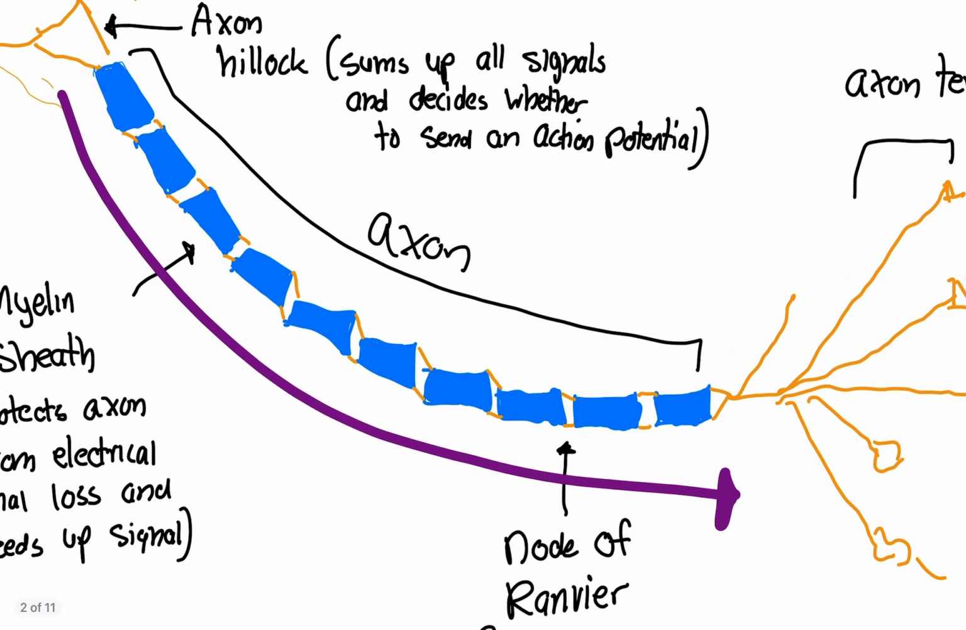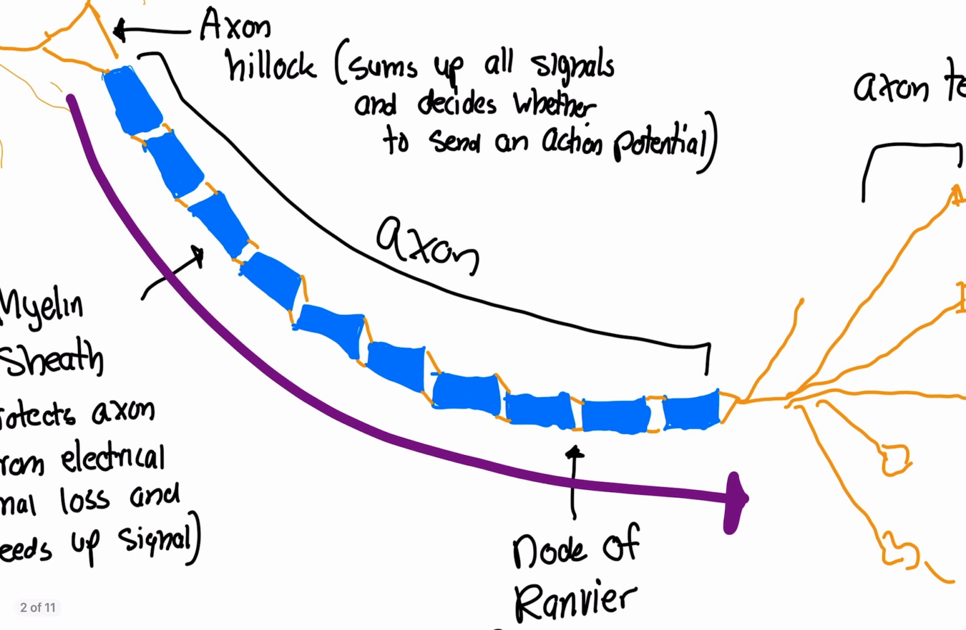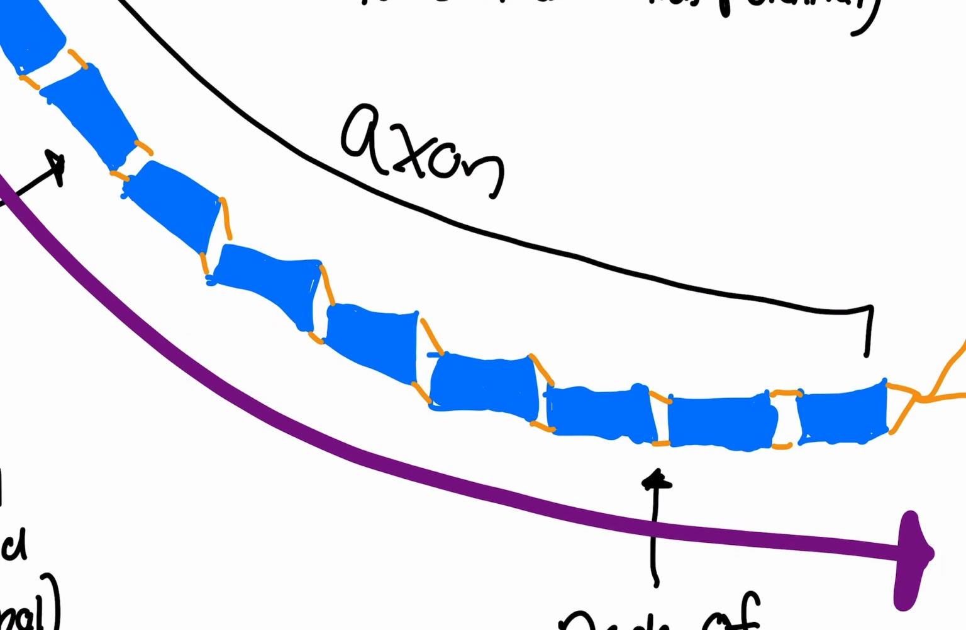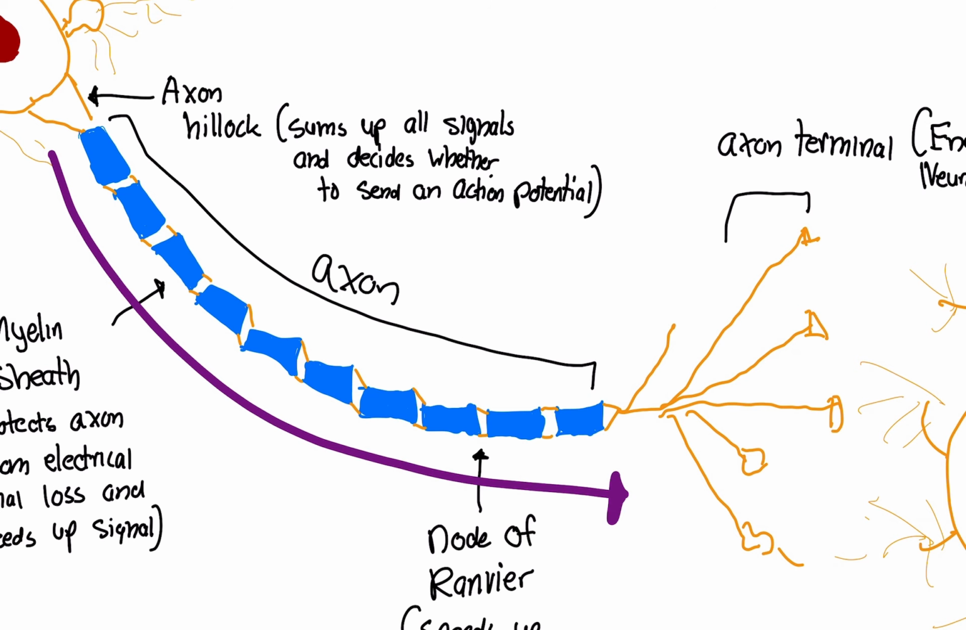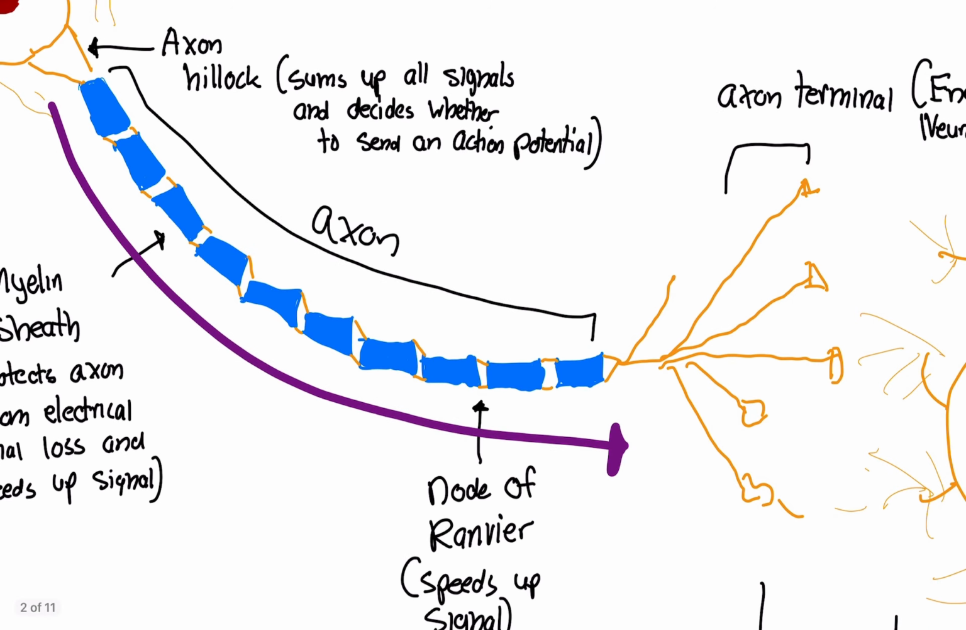So a fun fact is that if you were to cover this entire axon with myelin sheath and no space, like no bare spaces of axon, it would actually be slow. We would have problems. So we actually need these gaps here, called nodes of Ranvier, to actually speed up the signal.